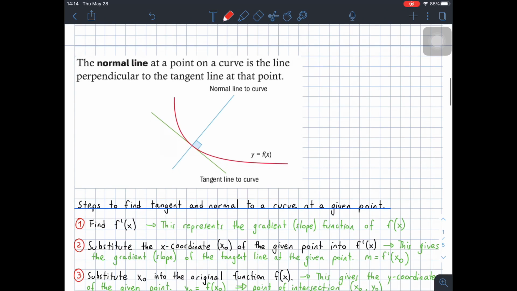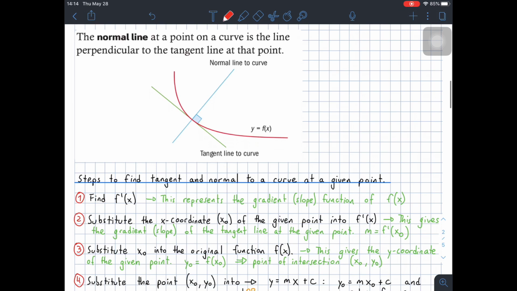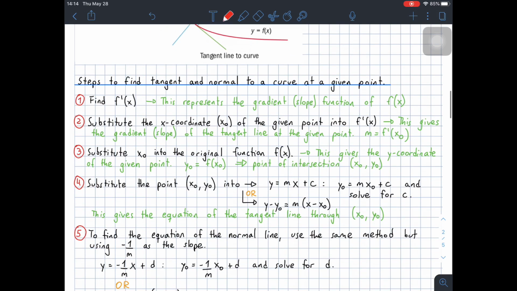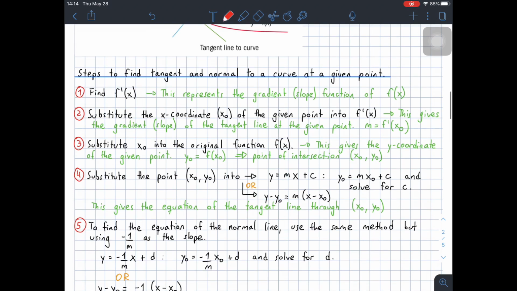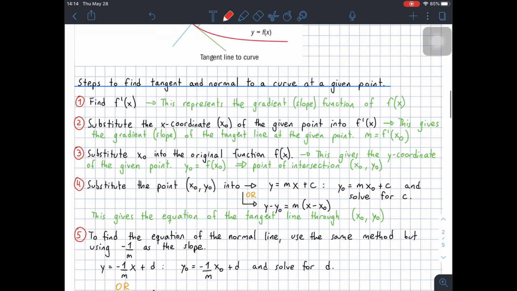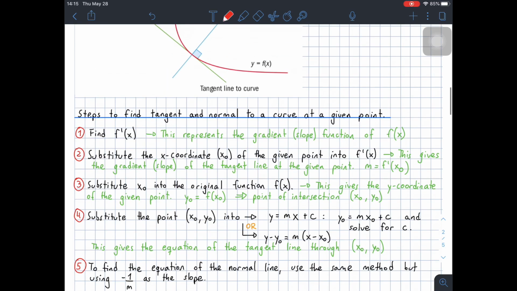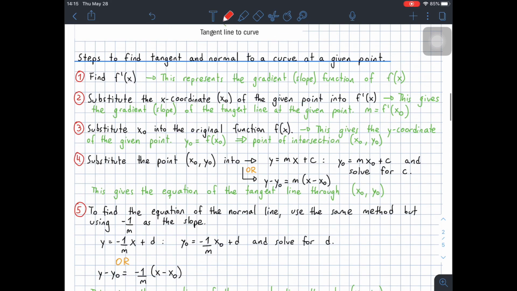Okay, so this is the most important part of the class: the steps to find tangent and normal lines to a curve at a given point. And here you'll start seeing how we can apply the concept of derivatives in order to find these lines. And later on you will see other types of applications of this, which are more interesting. So, steps to find tangent and normal to a curve at a given point.